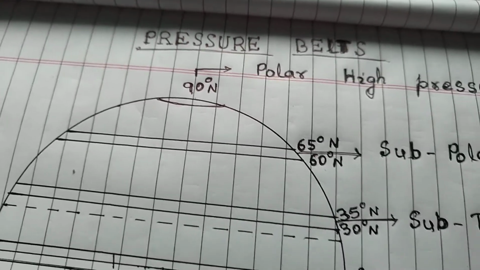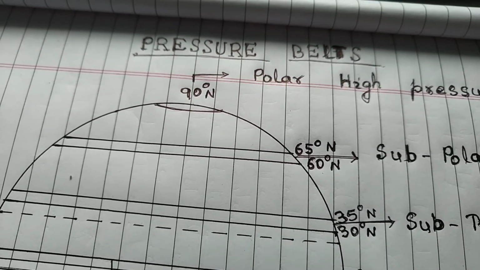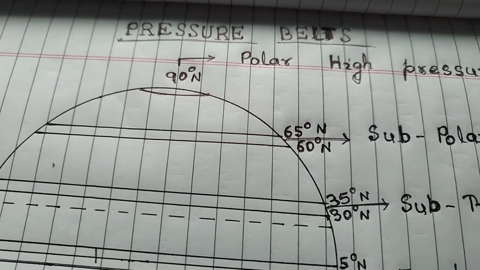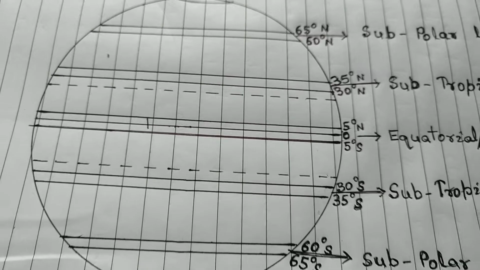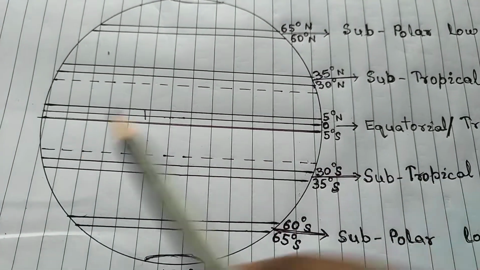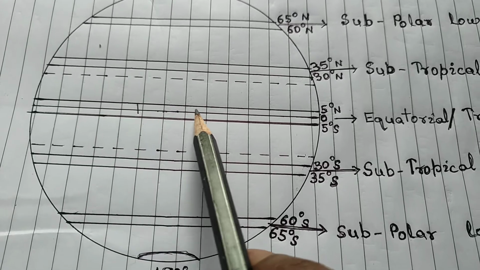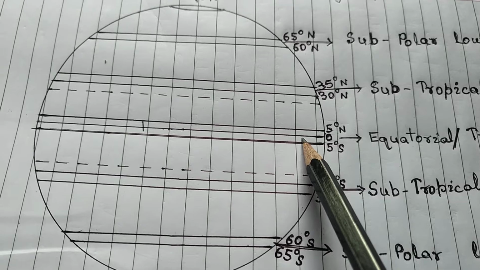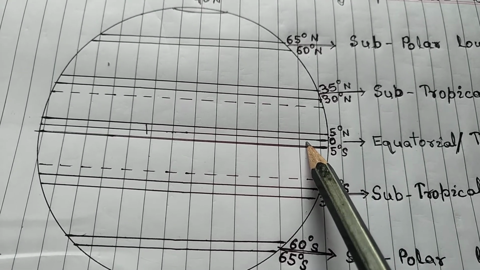Namaste everyone. Today I am going to tell you about the pressure belts. To find out the pressure belts, we must take a globe. Suppose this is a globe and the middle line which divides the earth into two equal parts is the equator. This is known to everyone.